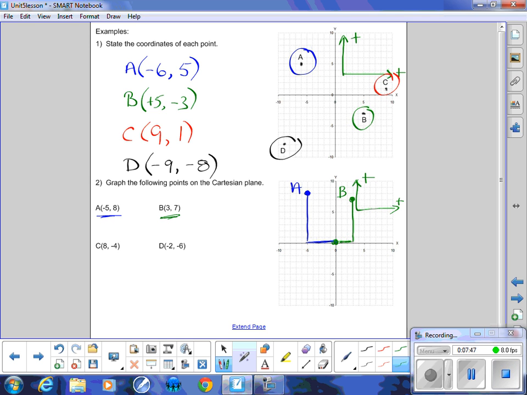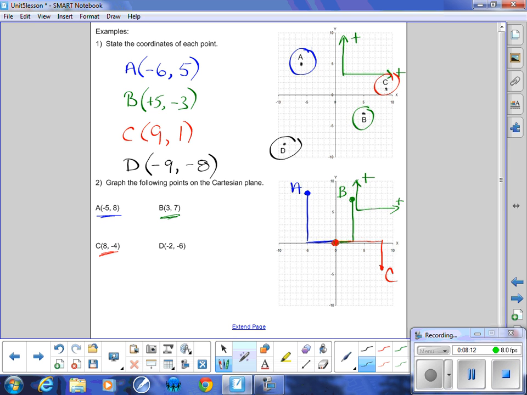All right. Point C, 8, negative 4. So again, start at the origin. 1, 2, 3, 4, 5, 6, 7, 8. Now the Y value is negative 4, so that means I have to go down for a negative. 1, 2, 3, 4. So there is the location of point C.